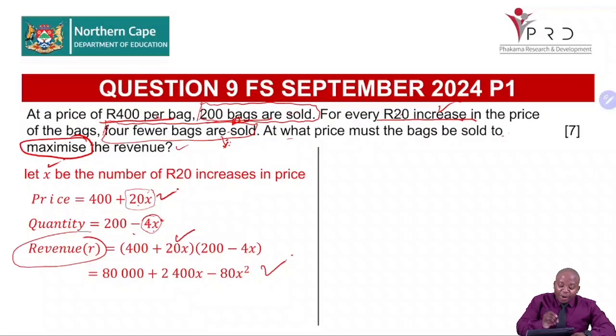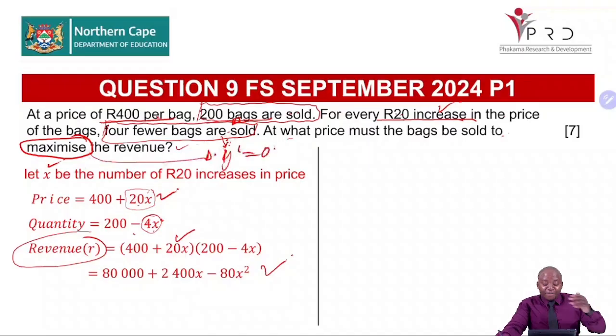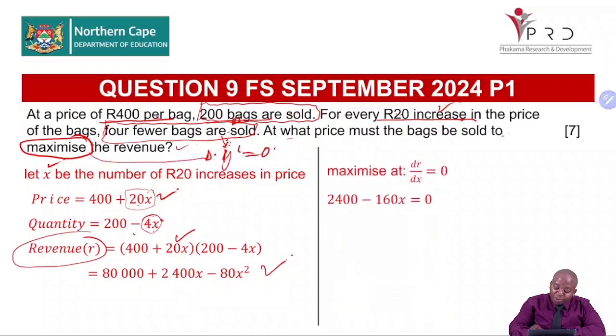Remember, the word maximum or maximize or minimize, it means we are going to do what? Differentiate and equate to 0. So every time under optimization, maximizing and minimizing, we're differentiating to 0. Then for maximum, we're going to say DR, because this is our revenue. So we differentiate our revenue with respect to X and equate it to 0 to get the maximum value, or to maximize our revenue.